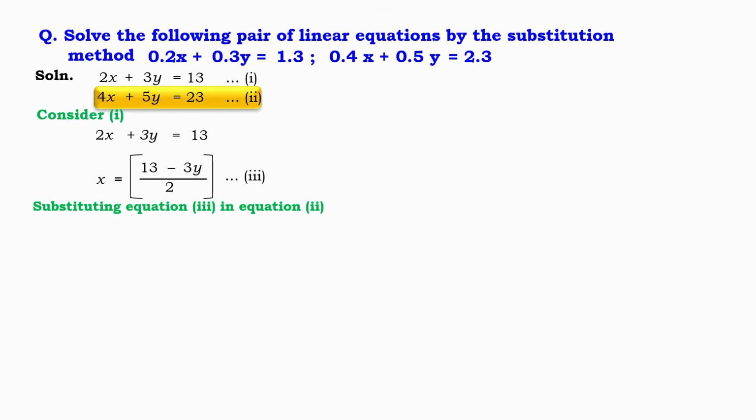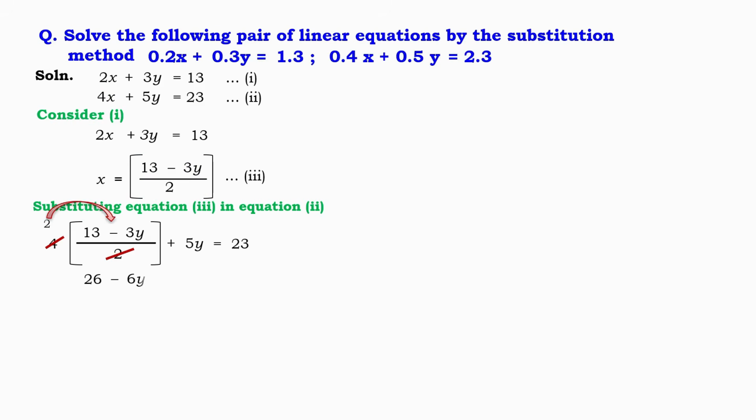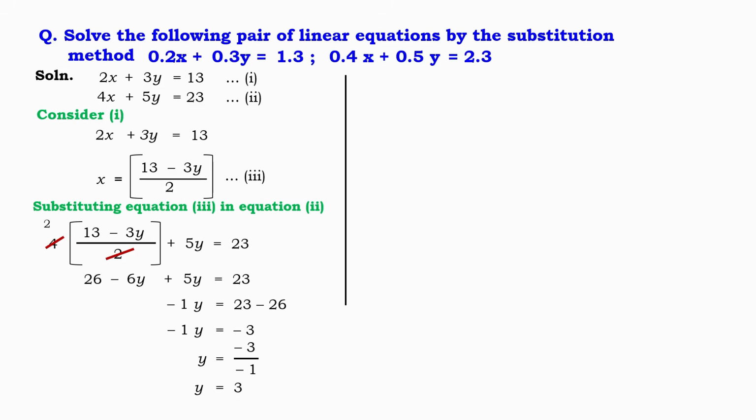Now substitute this value of x into equation 2. Equation 2 is 4x plus 5y equals 23. Replacing x with the expression from equation 3 and simplifying the equation, we get minus y equals minus 3. Therefore, y equals 3.